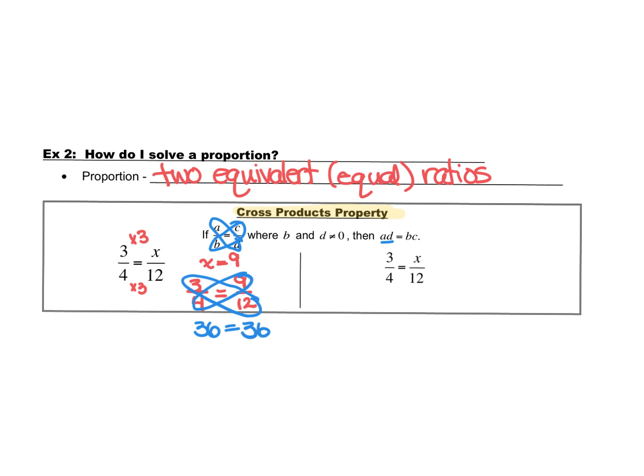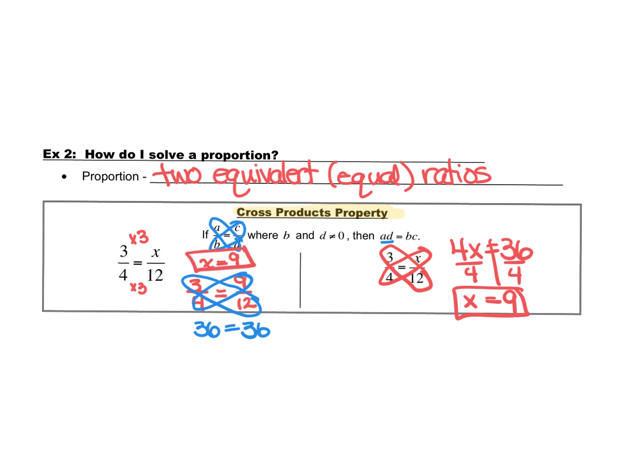So if I were to then apply that to solving for this variable, we could apply the cross products property. And you might have remembered, I think 7th grade teachers probably called that the fish problem. So I'm going to multiply 4 times x, and I get 4x. And then I multiply 3 times 12, and I get 36. And so then if I continue to solve my equation, notice how x is equal to 9. And I got x is equal to 9 over here, and I got x is equal to 9 over here. So depending on your problem, it might depend on which method you'd use to solve.